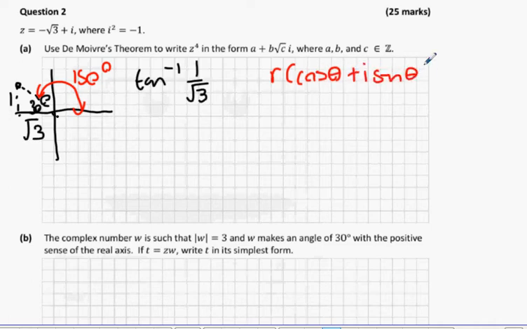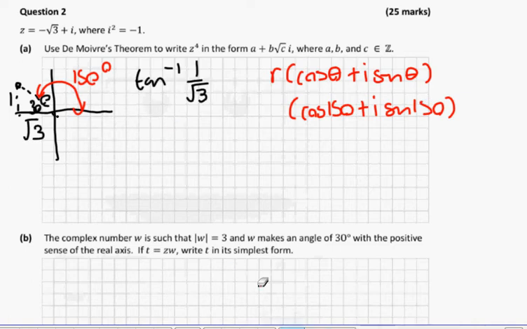Next order of business: polar form is r times cos theta plus i sine theta. Is that okay with you guys? We have the angle as cos 150 plus i sine 150. Okay? But can anybody in the class tell me how do you get the r value?